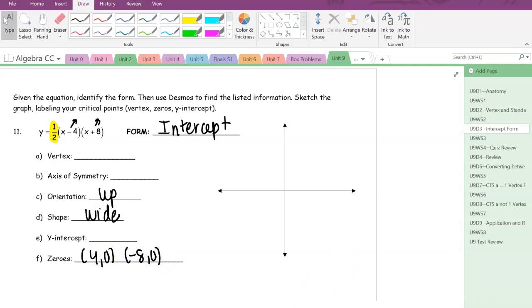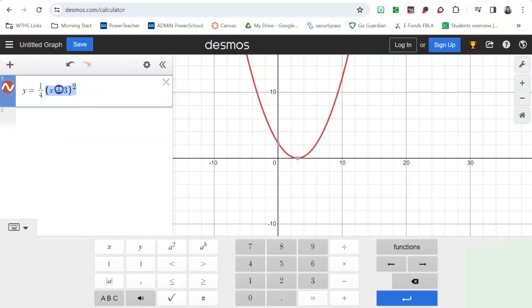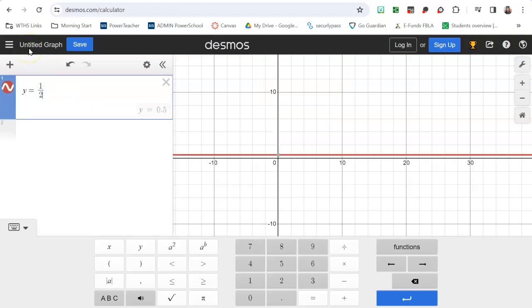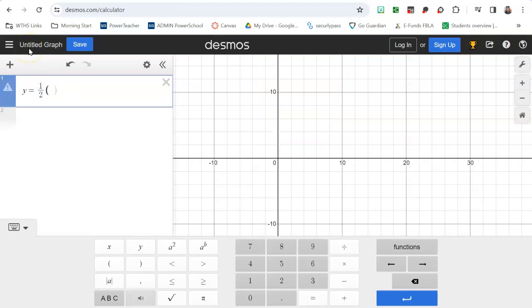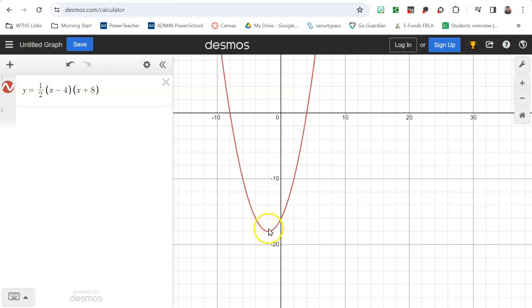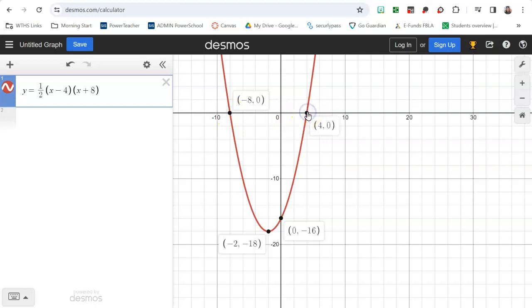Okay, and now I'm actually going to go ahead and graph this. And I can use that to confirm what I just wrote, but also to check for the other information. Okay, so let's see, -8, 0, 4, 0. That should be what I had. It is definitely up. I also need my vertex, my y-intercept. Okay, so that's the picture we're going to draw.